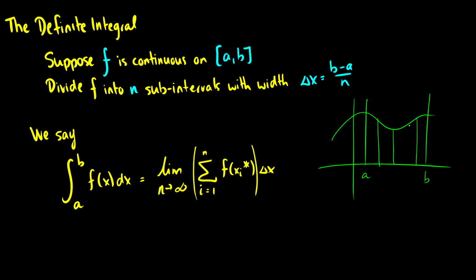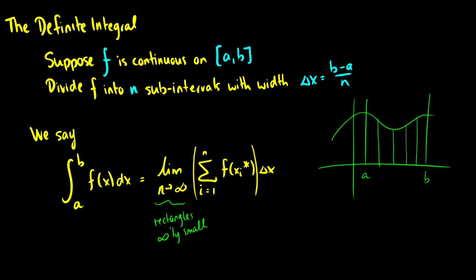And what we do is we say that the definite integral from a to b of f of x dx is equal to the limit as n goes to infinity of the sum from i equals 1 to n of f of xi star times delta x. Now, if you watched the previous video, you know that this is about dividing a curve into a bunch of different rectangles and then taking the area of the rectangles. As we go to infinity, we make the rectangles infinitely small, which gives a very nice approximation of the area underneath the curve.